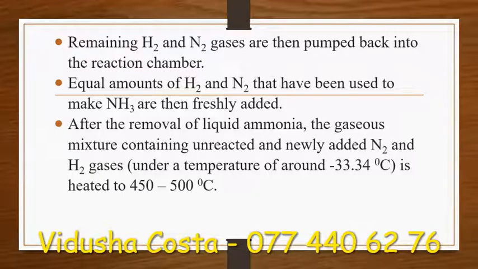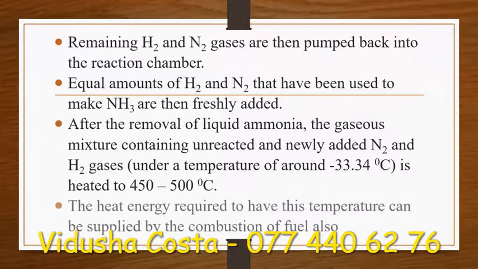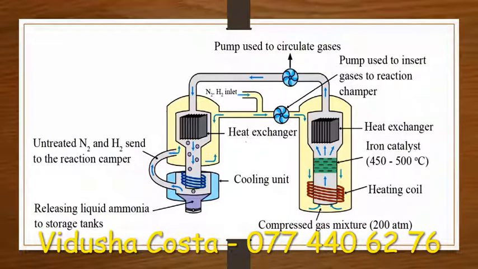Again, after removal of liquid ammonia, the gaseous mixture containing unreacted and newly added nitrogen and hydrogen, you have to heat to 450 to 500 degrees Celsius. The heat energy required to reach this temperature can be supplied by combustion of fuel. That's how you get the heat energy. So, this is what happens in this process.